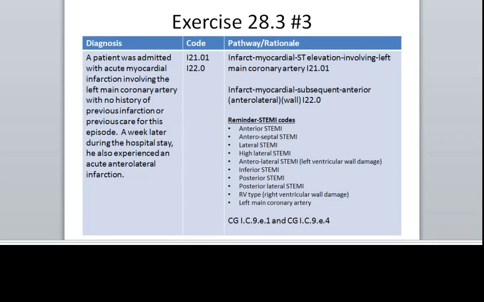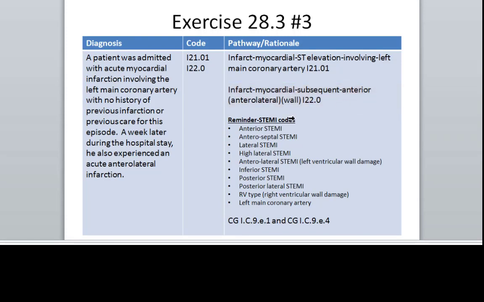Next exercise, 28.3, number 3. A patient was admitted with an acute MI involving the left main coronary artery. No history of previous infarct or previous care. A week later, he had another acute anterolateral infarction. So that first one is coded here for the left main coronary artery, and then the second one is called a subsequent because it's occurring within that first 4-week period.